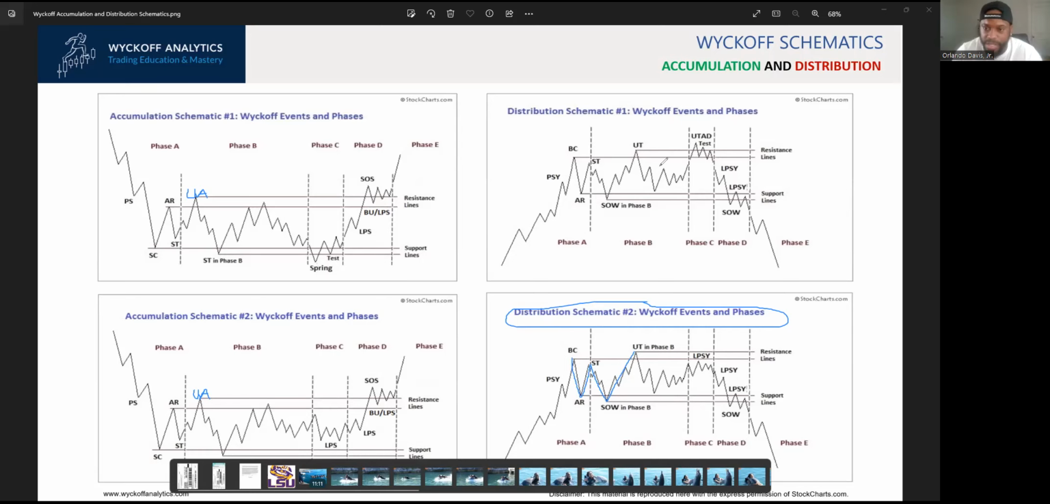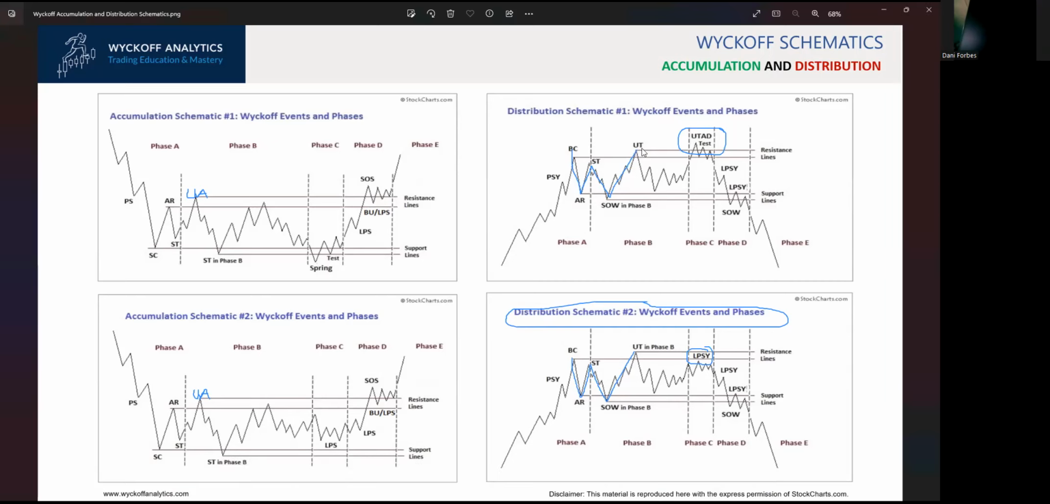I didn't know if it was going to be a D1 or a D2 because both of them got the W. The difference between a distribution schematic number one and number two is phase C. Phase C on a D1 does a U-turn test. Phase C on a D2 does a what? Last point of supply. So where I have it listed as upthrust, if price did not break up above that upthrust, then it was what? A D2. That makes sense?